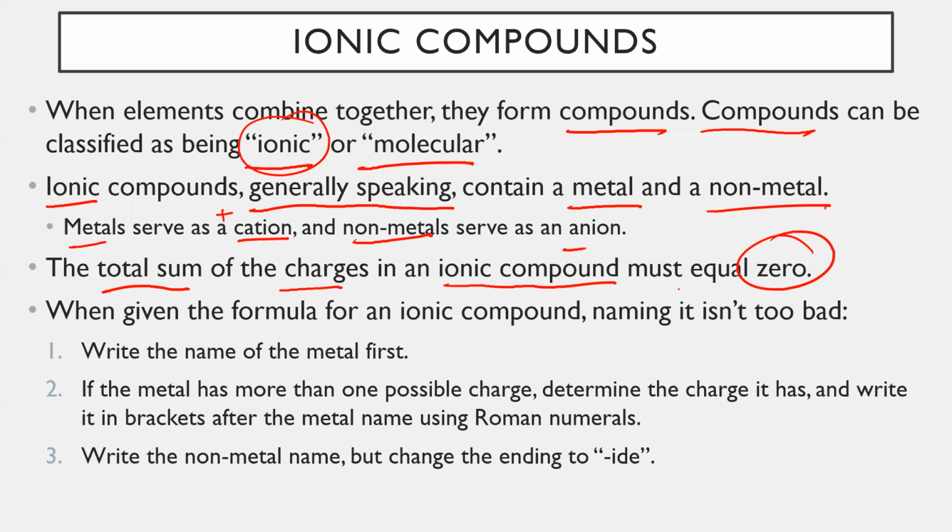The total sum of all the charges in an ionic compound must always equal 0. So if you look at your periodic table and see what your charge is on your metal and what your charge is on your non-metal, and then you look at how many metals and non-metals you have, and then you add it all up, it should always equal 0. It has to balance out.